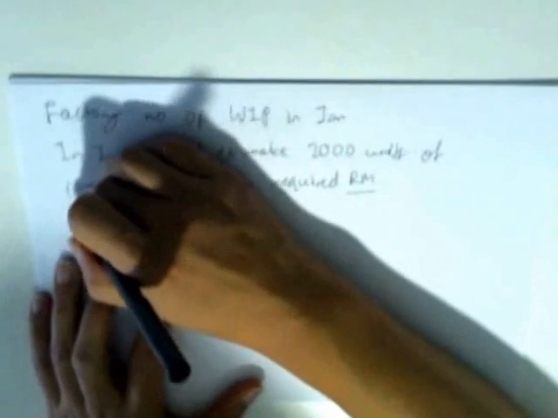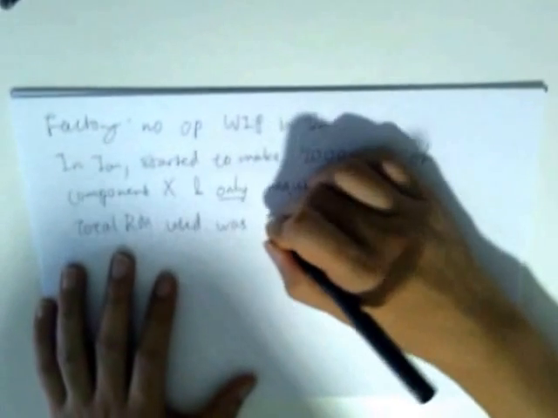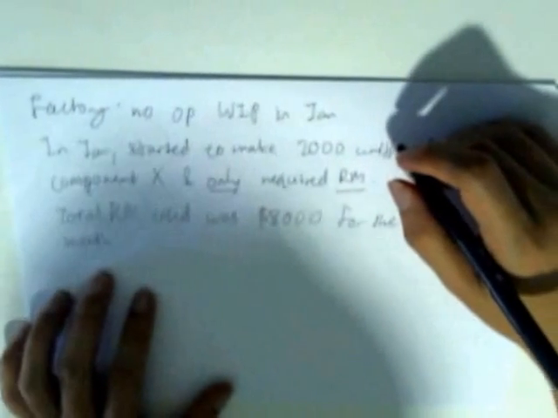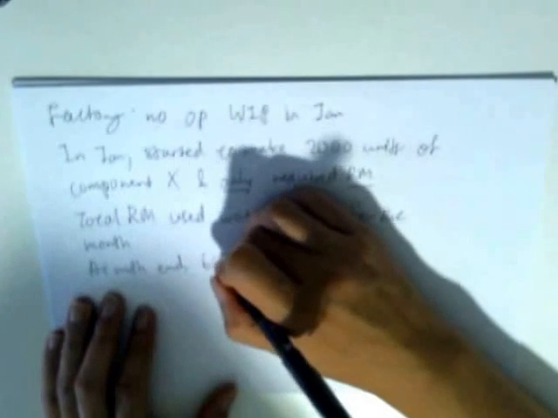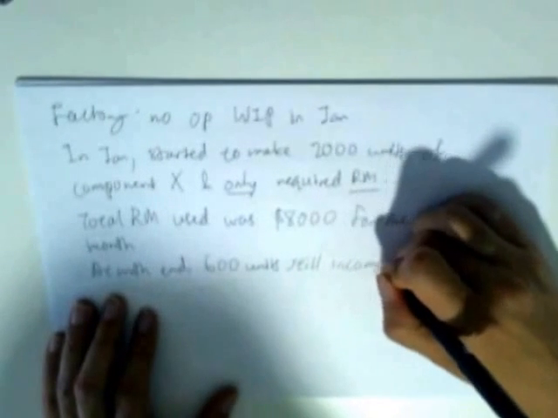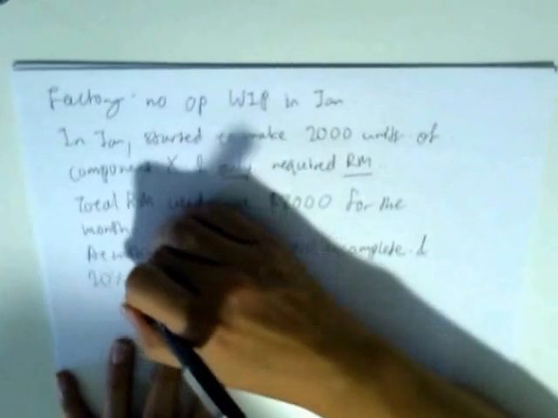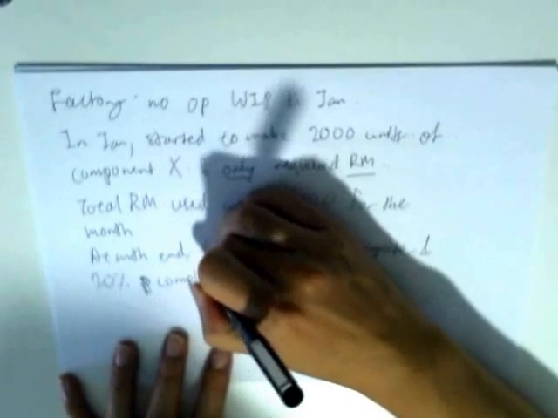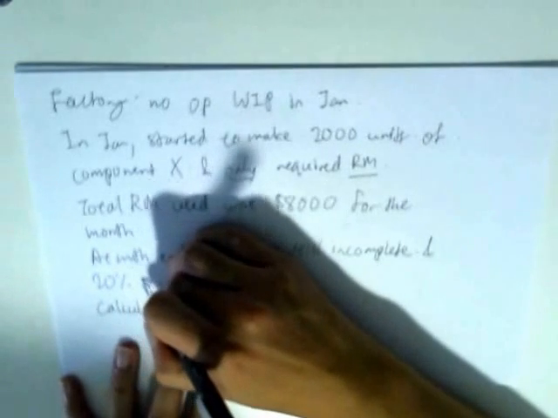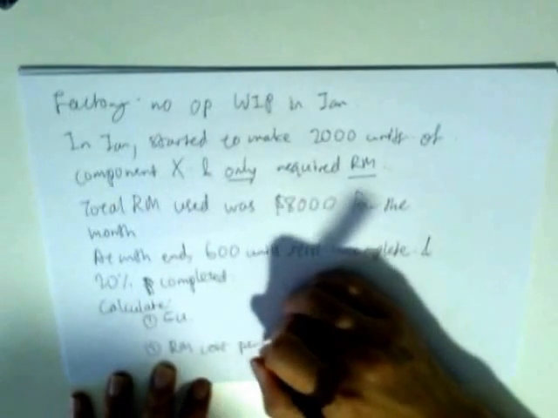So according to my example, the total raw material used was 8,000 for the month. Okay, at the end of the month there were some 600 units, and these were still incomplete. Now there is one more thing that we know, that is they are only 20% complete. Okay, point one is, can you help me to calculate what is the equivalent unit, and two, the raw material cost per equivalent unit.